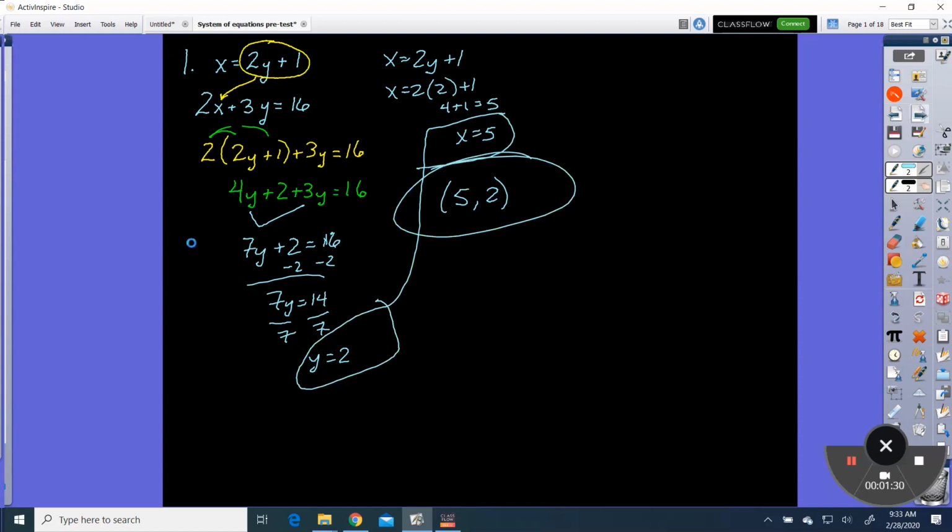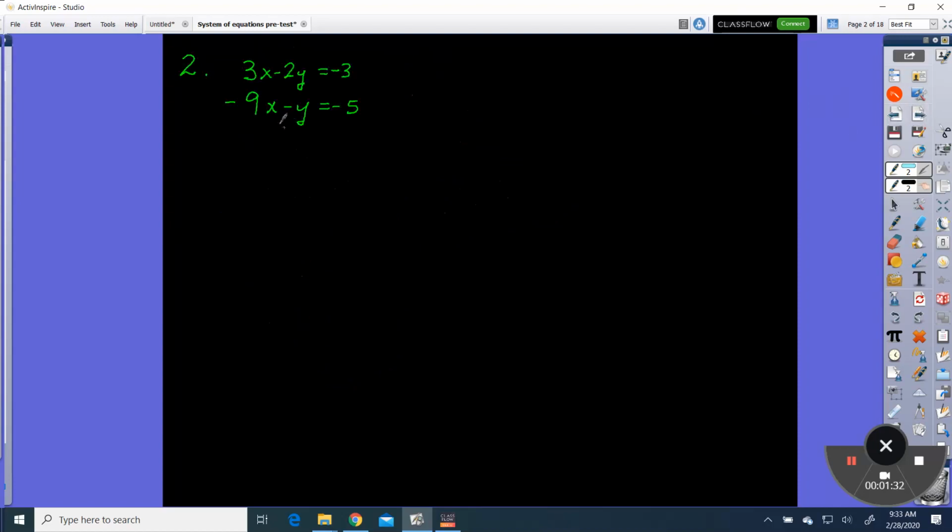Okay, question number 2. So this one's a little bit more challenging. You're supposed to use substitution, but it's not set up to use substitution right off. So I'm going to solve for this y. The reason I'm going to solve for it is because these ones all have coefficients that aren't 1. Notice it has a 2, a 3, a 9, but this has a coefficient of 1. So the one that has a coefficient of 1 is the one I want to solve for.